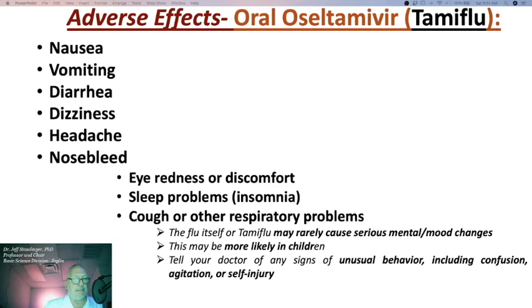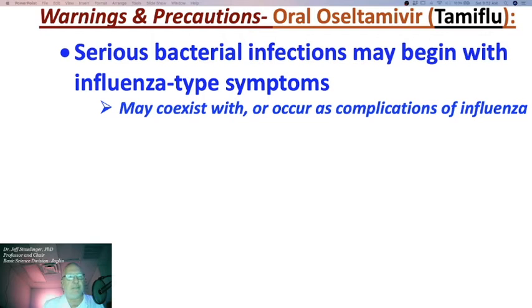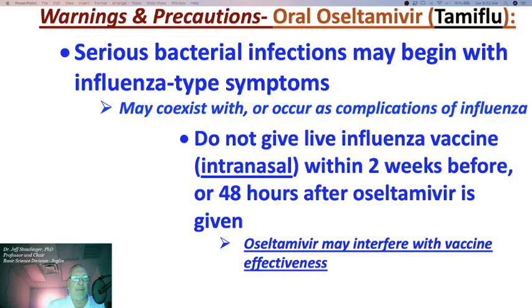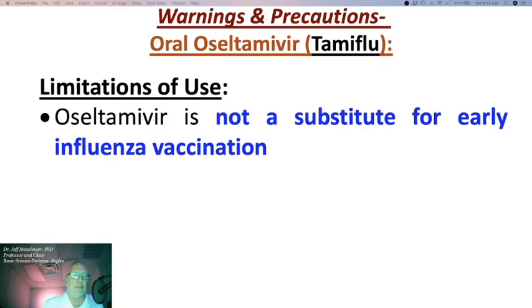Flu can cause these changes. These changes are more likely in children. Getting the flu virus is a risk factor for acquiring bacterial infections. When prescribing Oseltamivir, you don't want to give your patients an antiviral drug together with live influenza vaccine within 2 weeks before or 48 hours after. This drug is not a substitute for early influenza vaccination.